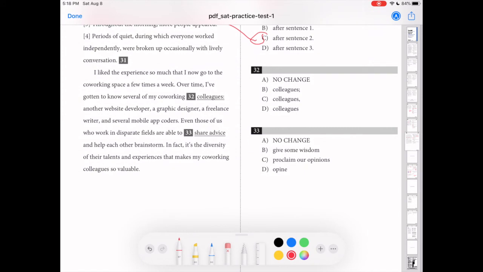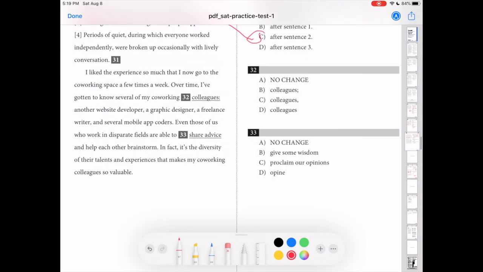Alright, question 32, punctuation. Hey, here's the list we were talking about earlier. No weird clauses this time though. The author is listing a group of colleagues, so a colon shall do. Choice A, no change, is good as it is. Here's the list, and a colon is good.